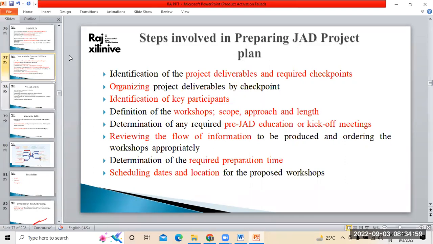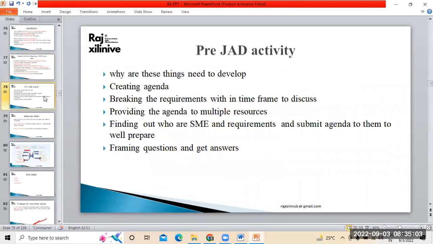But how to conduct the JAD, the pre-JAD activity, is what we must know. So when you want to conduct a pre-JAD education or kickoff meeting, there are some points which have to be taken into account. So we have to follow some pre-JAD education or kickoff meetings and everything here.